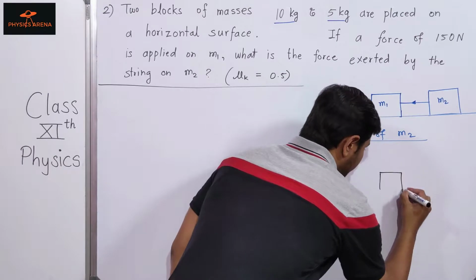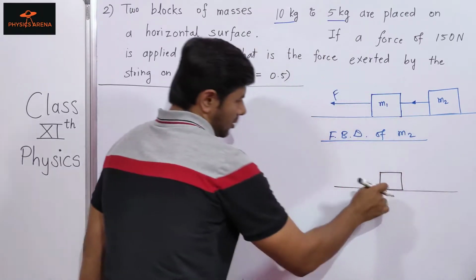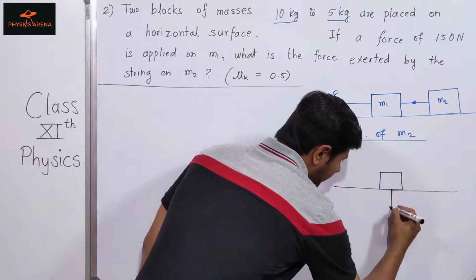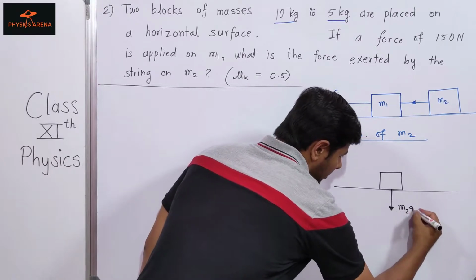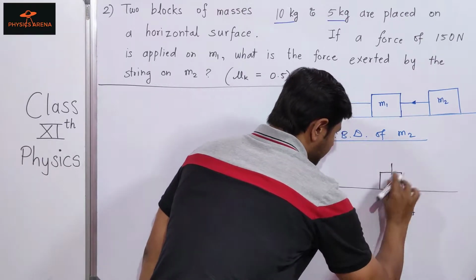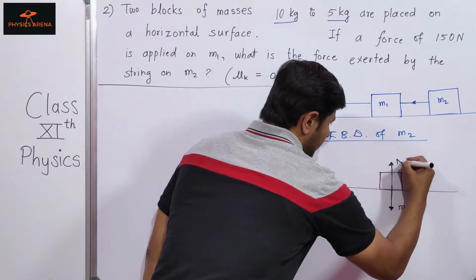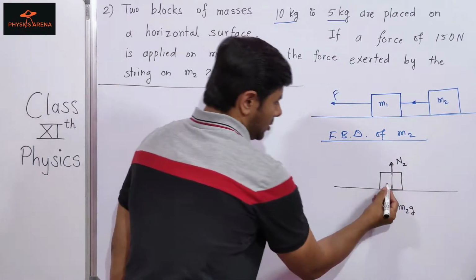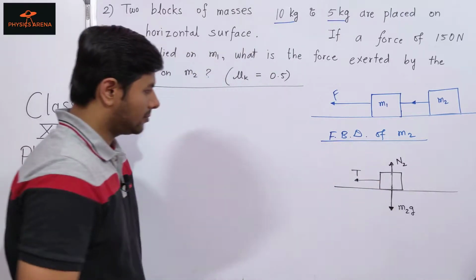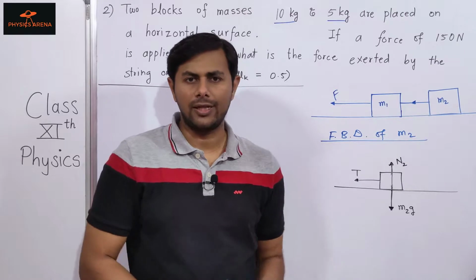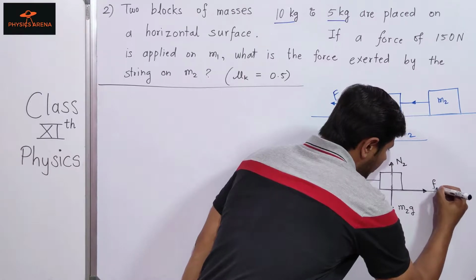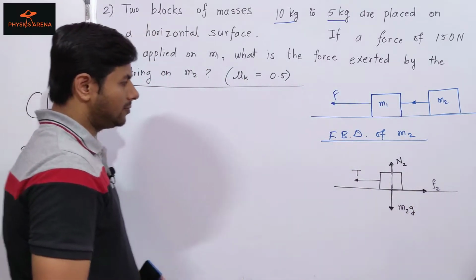So this is mass m2. Then what are the forces acting on it? One is obviously the gravitational force or the weight, which is m2 times g. Then there is the normal reaction acting upwards, which is N2. Then the tension in the string, which pulls the block, T. And now when this block begins to slide, there is also some frictional force. Let's call it small f suffix 2.